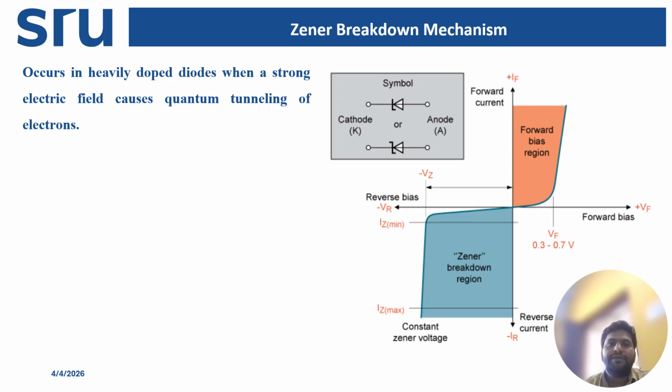According to the energy band diagram, in heavy doping, the energy bands of the P and N regions come very close. The depletion width is very small. A strong electric field reduces the barrier thickness. Electrons tunnel from the valence band of the P region to the conduction band of the N region. This causes sudden current flow.